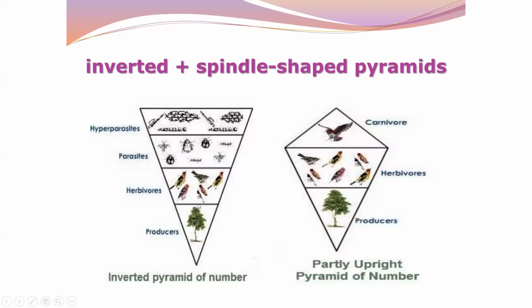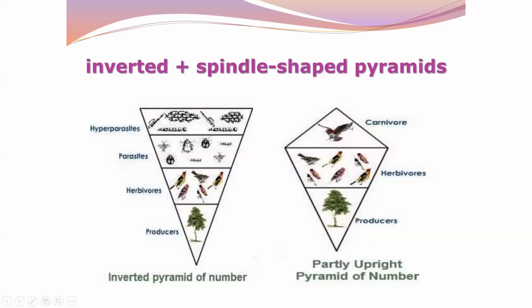So here, on only one tree, the number is increasing. Compared to producers, the herbivores' number is more, and compared to herbivores, the parasites' number is more. Like that, it is inverted in the parasitic ecosystem.